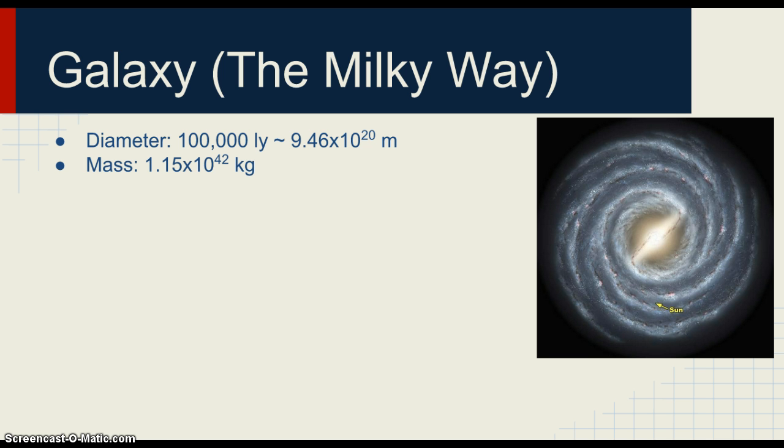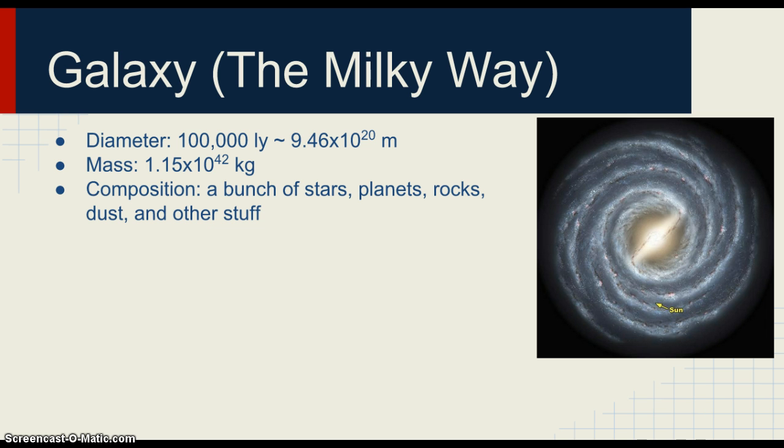The mass of the galaxy, 1.15 times 10 to the 42nd kilograms, which is really big, as we would expect, because the galaxy is made up of hundreds of billions of stars, plus all the planets that go around those stars, all the rocks, all the dust in the galaxy, and other stuff. There may be a collapsed star known as a black hole, a gigantic one in the center of the galaxy, sort of holding everything together. The age of our galaxy is about 12.6 billion years, more than twice the age of our sun.